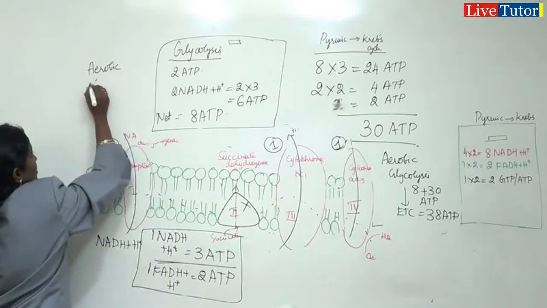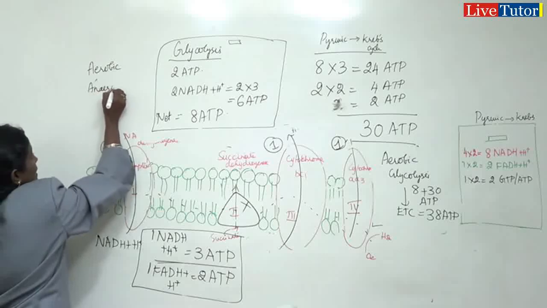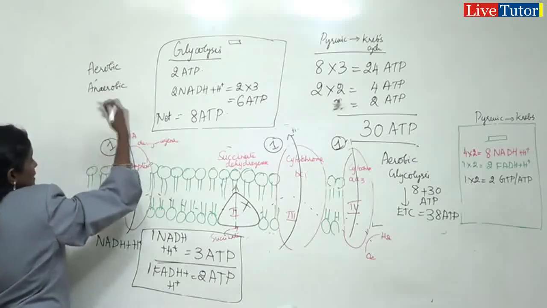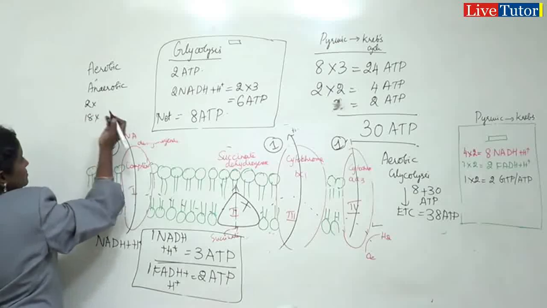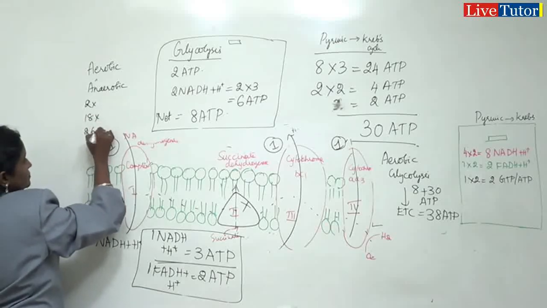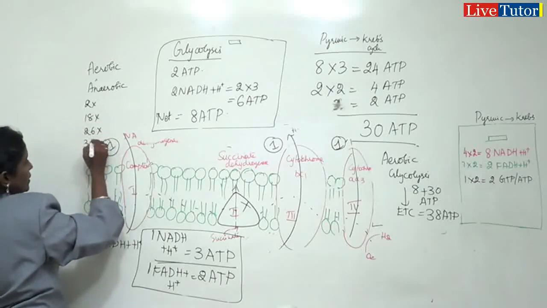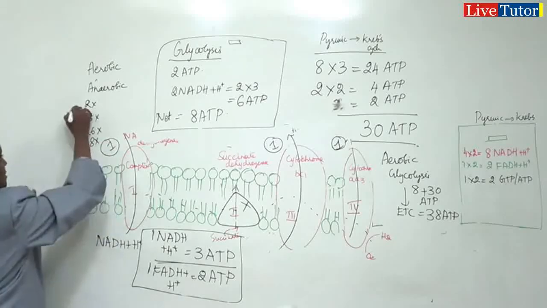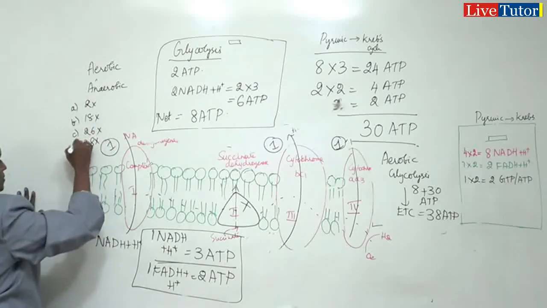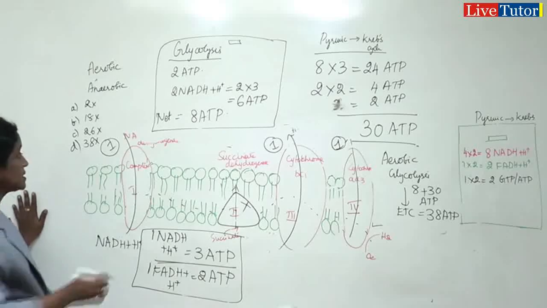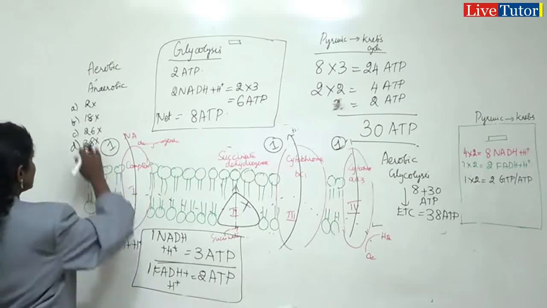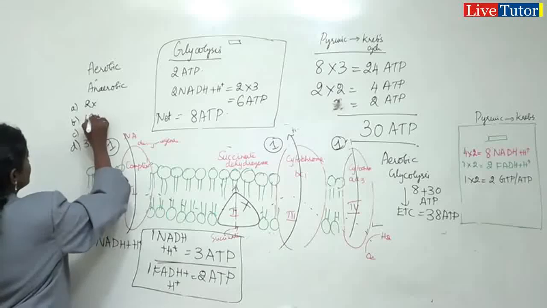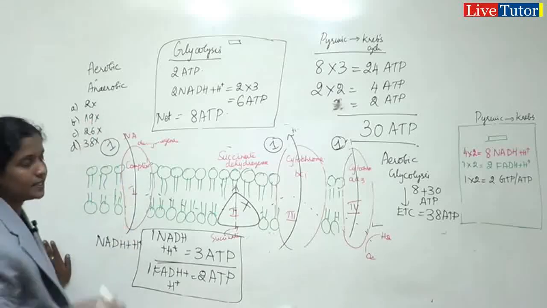If you compare aerobic with anaerobic respiration, the efficiency in the number of ATP generated is 2x, 18x, 26x, then 32x or something, 38x. Anyhow, let us consider it like this. What will be the answer? 18x, or even say 19x, because 38 ATPs, right?